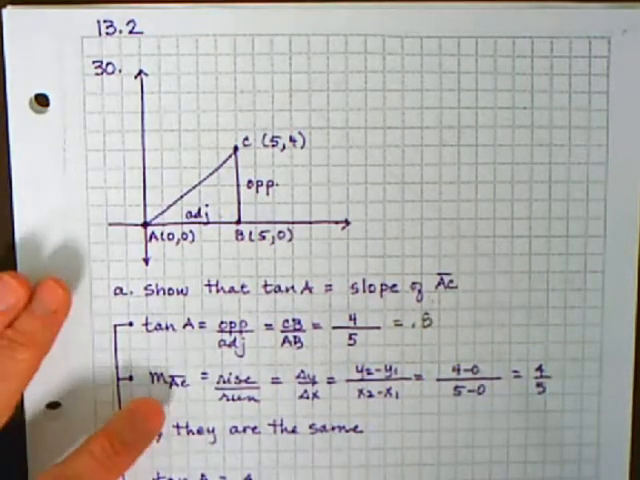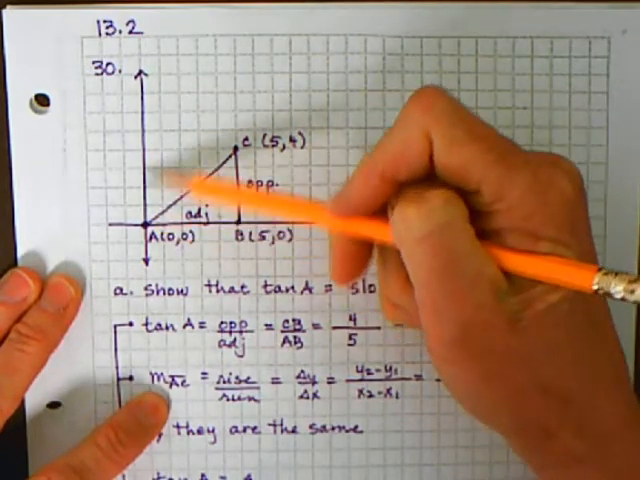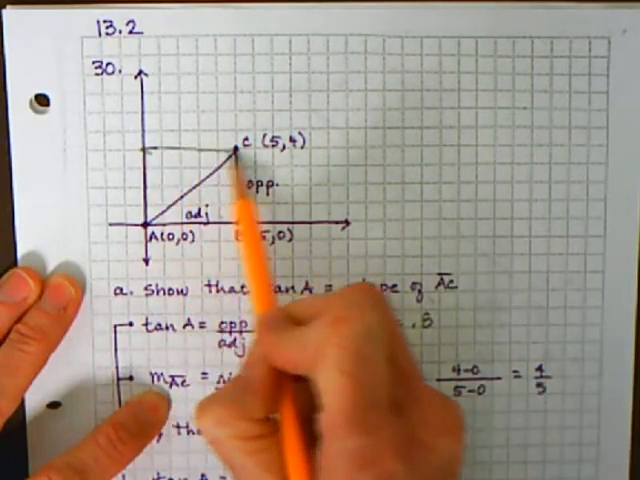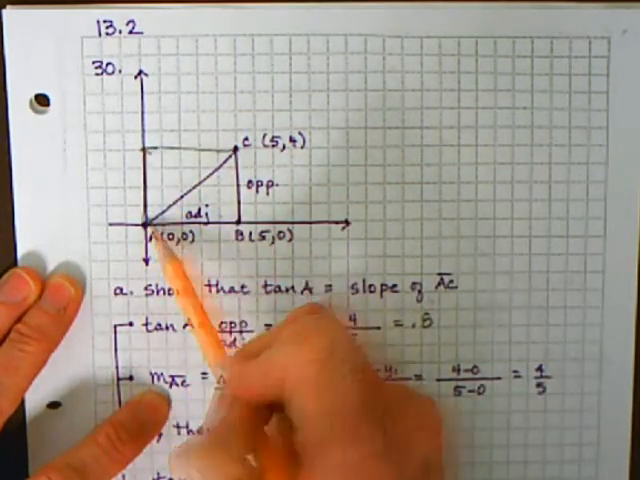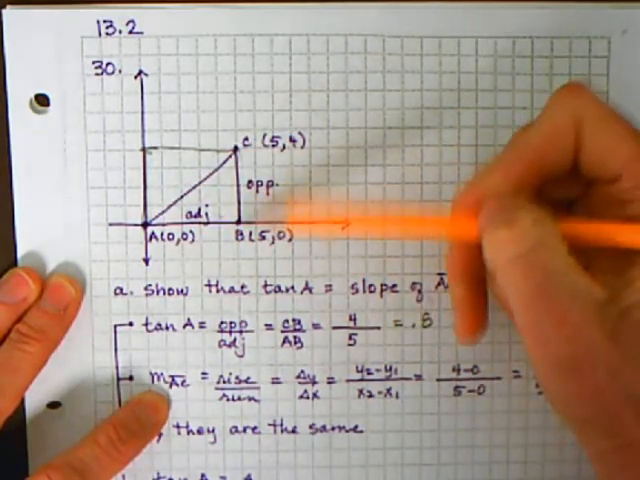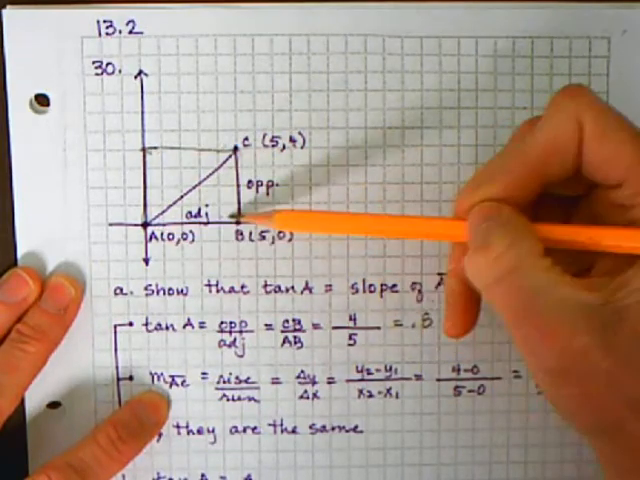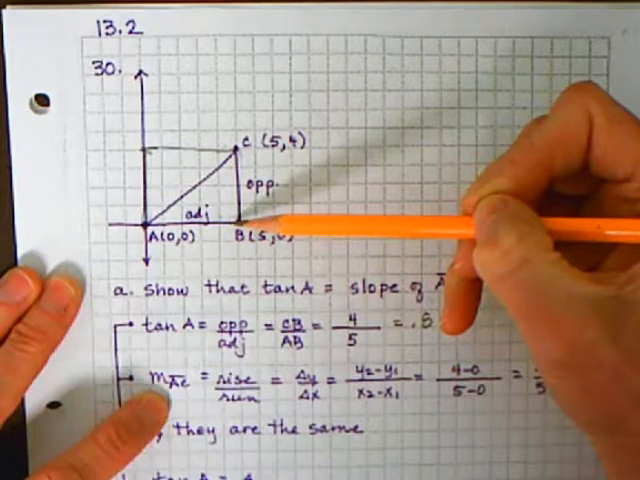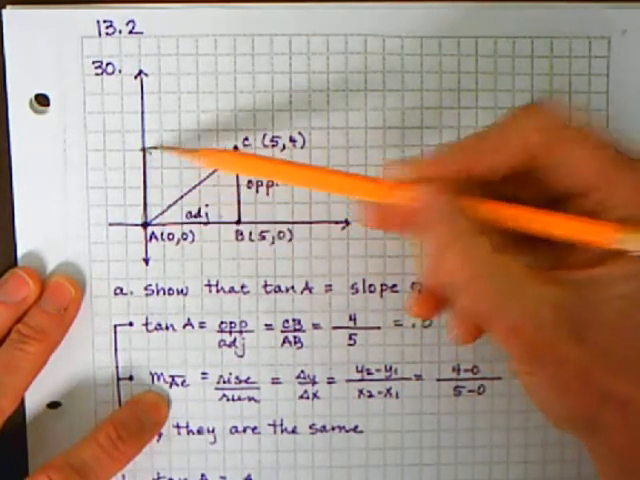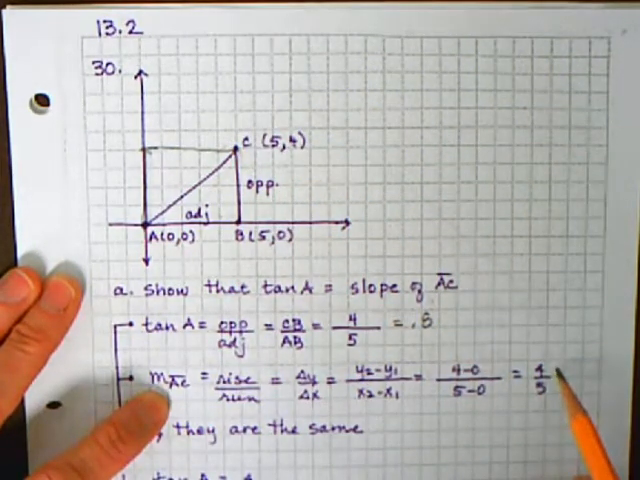Now, the slope of AC is the rise over the run. The rise is this length right here, and the run is this length right here. So this rise is 4. It's the same as this opposite side length, and the run here is the same length as the adjacent side length. So 4, that's the rise, and the run 5. Okay, and so we get 4/5.